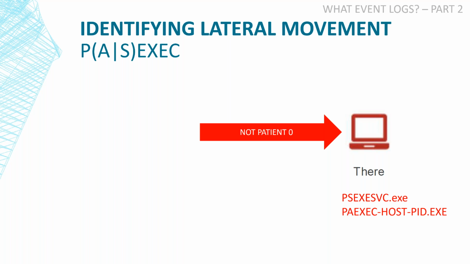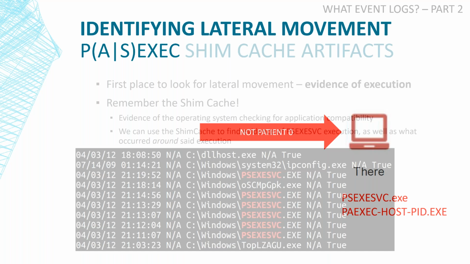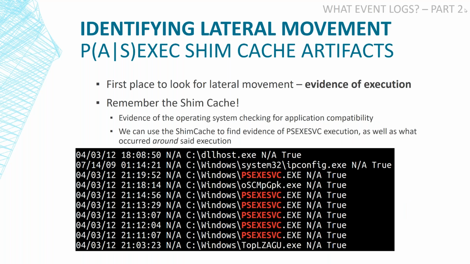All right, so how do we track these down? How do I skip the event logs? And how do I look for evidence of execution? How do I look for particular artifacts that are going to tell me what exactly happened here? Well, again, let's focus on our evidence of execution first because our lateral movement tools drop executables on our system.